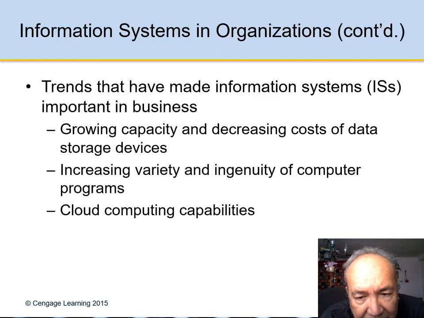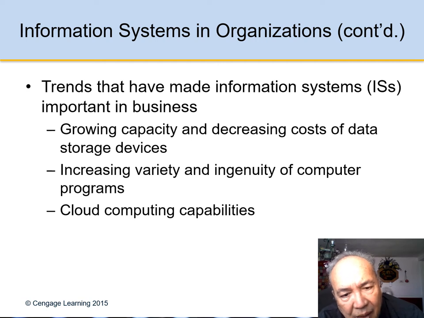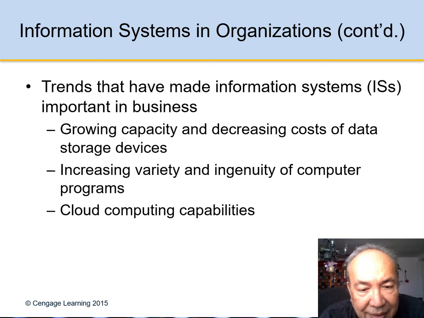Now, what are the new trends that have made information systems important in business? Growing capacity and decreasing cost of data storage. It's now becoming big. Machines. Google.